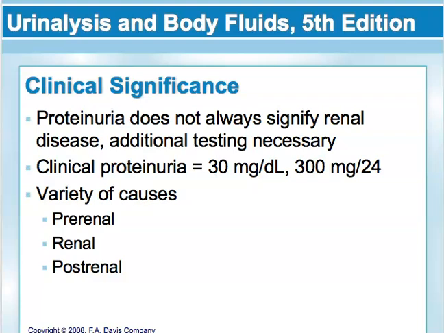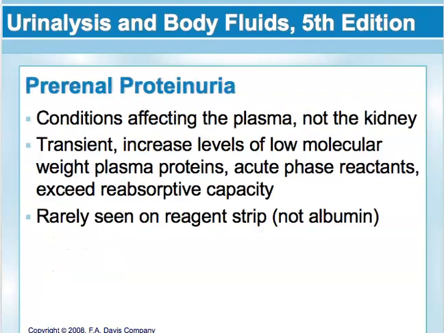Okay, clinical significance. If you're seeing protein in the urine, it doesn't always signify renal disease, but its presence does require additional testing to determine whether the protein represents a normal or pathologic condition. So clinical proteinuria is indicated at 30 milligrams per deciliter or greater. There are many reasons for proteinuria, and they can be grouped into three major categories. So you've got pre-renal, renal, and post-renal causes of proteinuria, and that's based on the origin of the protein.